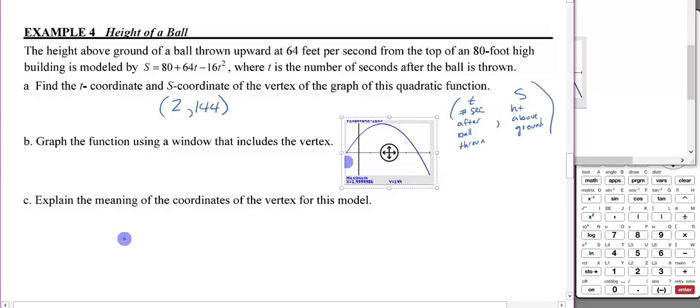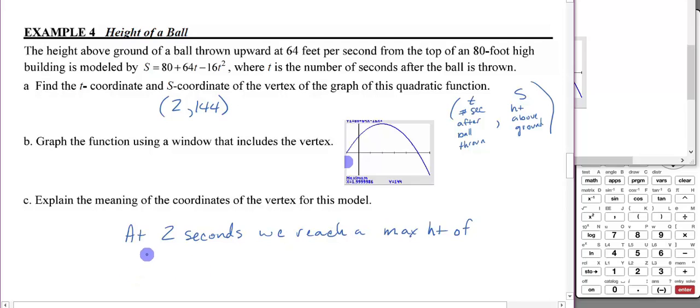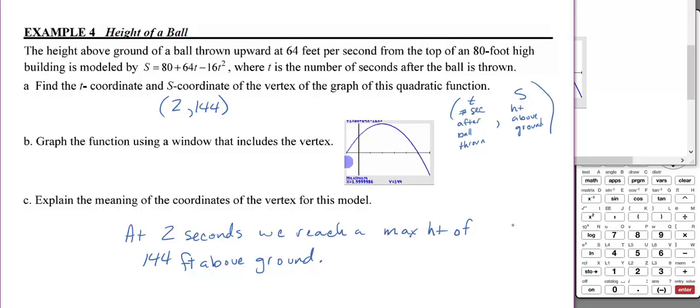So this means that at 2 seconds, we reach a maximum height of 144 feet above the ground. Don't just say 144 feet, because then someone who did not do this problem or is not as familiar with it might wonder, is that 144 feet above the building or 144 feet above the ground? That would be an 80-foot difference in those answers. So there we go.